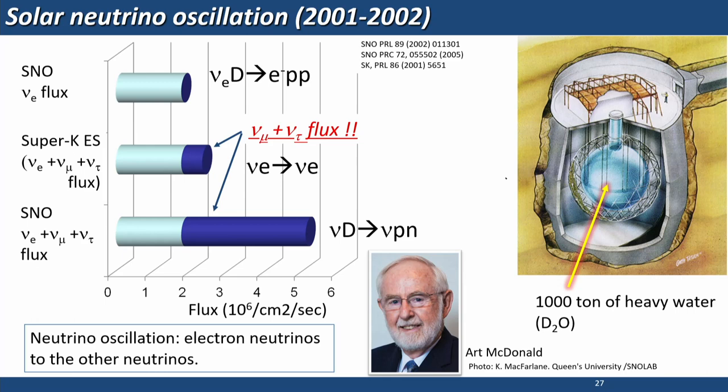Since the sun can generate only electron neutrinos, the deficit of the electron neutrino flux clearly indicates neutrino oscillations. That means electron neutrinos oscillate to other neutrinos. So this way, the solar neutrino problem was understood to be due to neutrino oscillation. By the way, Super-Kamiokande also contributed a little bit in understanding the solar neutrino problem.